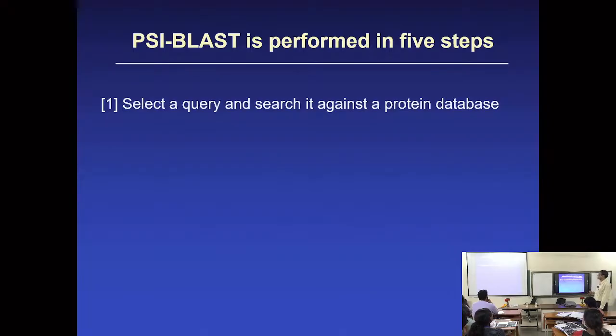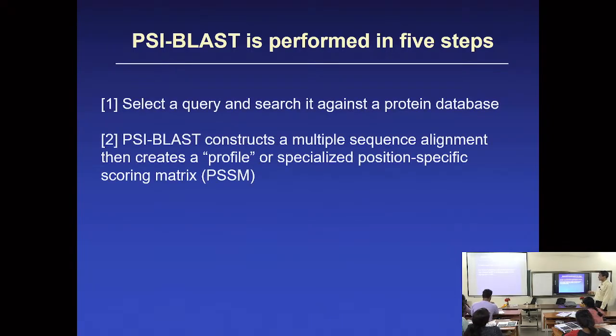So the first step is start with a query and search it against a protein database, get the hits, and then make a multiple alignment of those hits. Once you have made the multiple alignment, you can derive a matrix from that multiple alignment. I will show you in a moment how. And that is called a position specific scoring matrix. And again, I will show why it is called position specific scoring matrix.